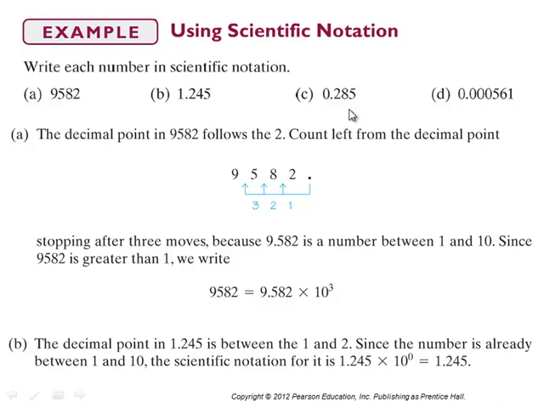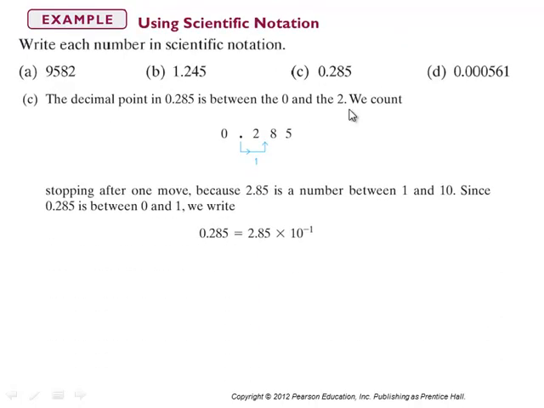Now regarding 0.285, well, you'll have to move the decimal point 1 unit to the right. So 2.85 now is a number between 1 and 10. And because of the fact that we moved the decimal point 1 place to the right, we have a -1 exponent.